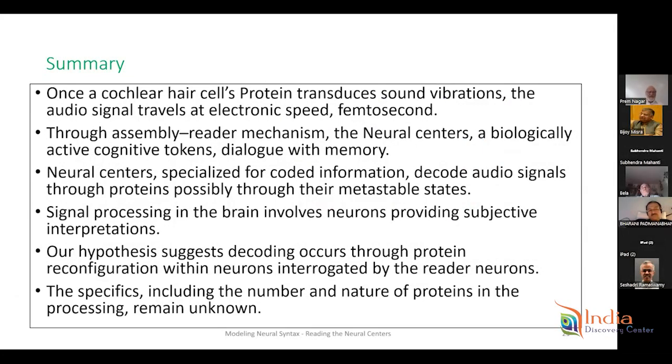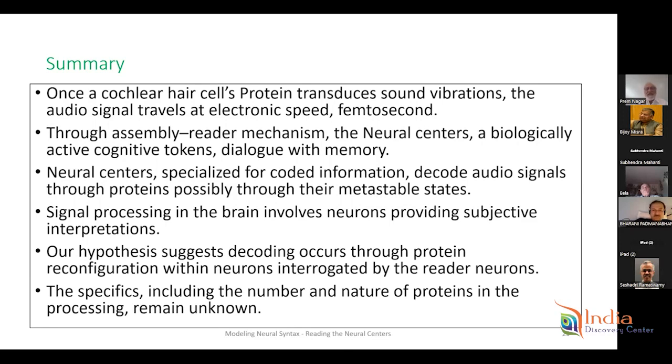Now, coming to the summary of this, a cochlear hair cell's protein transduces sound vibrations into an audio signal that travels at the electronic speed of femtoseconds. Now, through an assembly, reader mechanism, the neural centers, a biologically active cognitive token, dialogues with memory. Neural centers specialize for coded information, decode audio signals through protein, possibly through their metastable states.